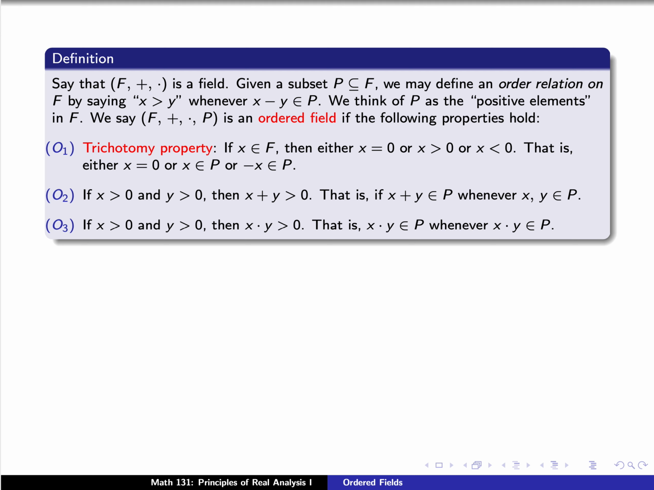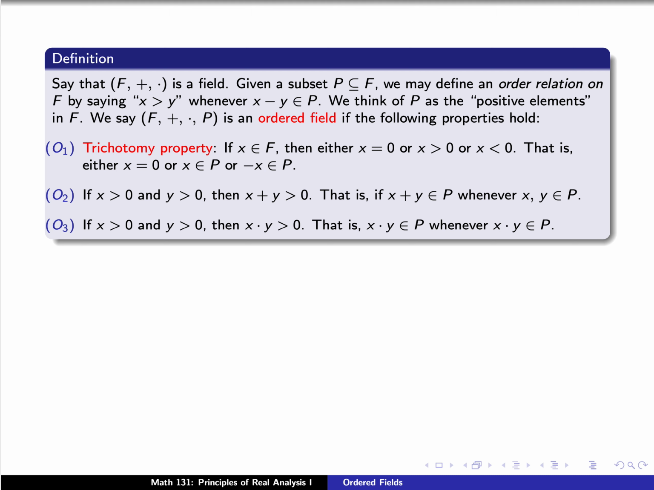First, axiom O1 is our trichotomy property. Given an element x in F, exactly one of three properties holds. Either x is 0, x is positive, or x is negative. To be more precise, we're saying either x is equal to 0, x is an element of P, or negative x is an element of P.